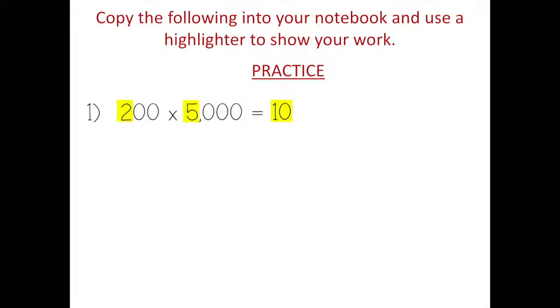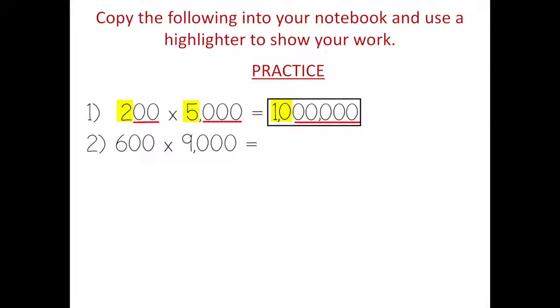Next, I'm going to take a look at the place value. I have 2 zeros in the first factor and 3 zeros in the second factor. So altogether, I should have 5 zeros in my answer. Now I can add my comma and then box my answer. 200 times 5,000 equals 1 million.